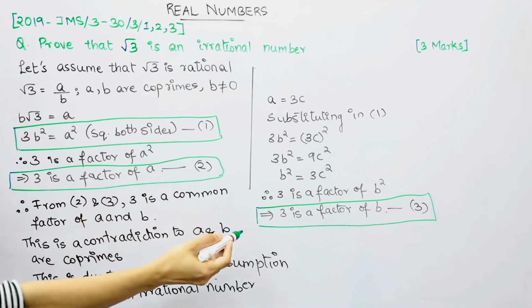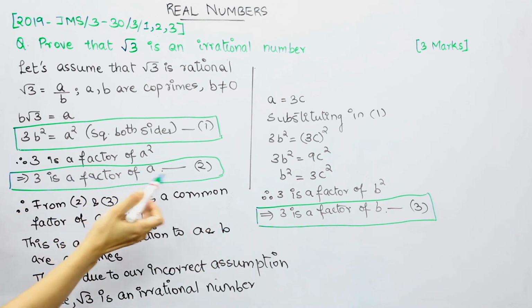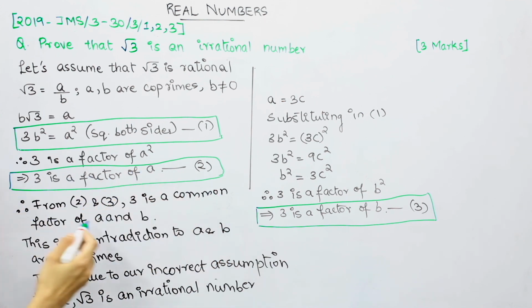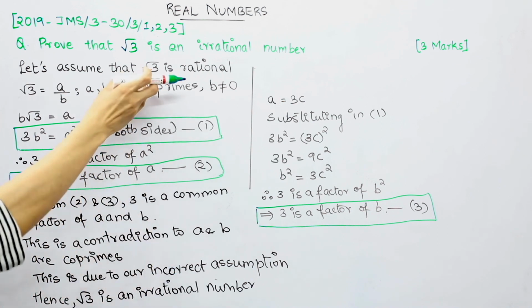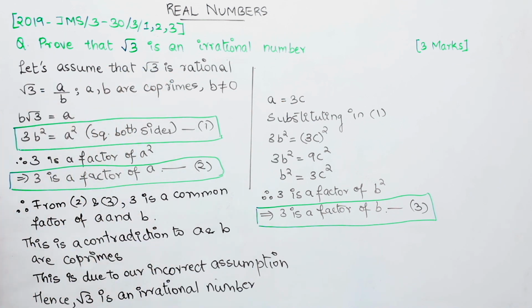From 2 and 3, we can see that 3 is a factor of both a and b, or 3 is a common factor of a and b. But since we assumed that a and b are coprimes, this is a contradiction to our assumption, and this is due to our incorrect assumption. Therefore, root 3 cannot be expressed as a fraction of coprimes. Hence, root 3 is not a rational number, or root 3 is an irrational number. Hence, proved.